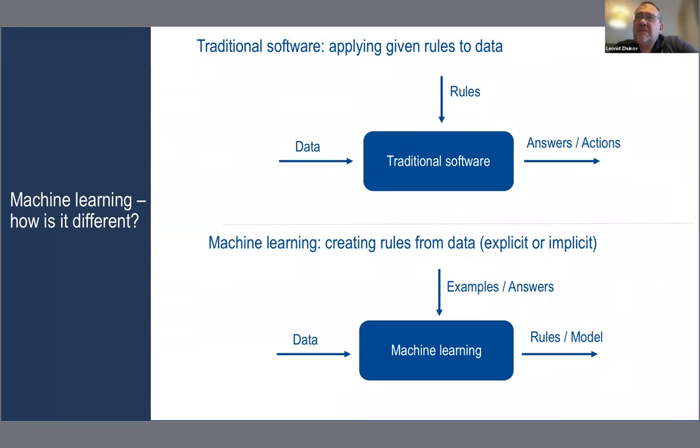So how is machine learning different from traditional software, or sometimes what people call automation systems? The main difference is the following. Traditional software or automation systems take in rules and data, and then use those rules to act on data and get some actions or answers. Machine learning is really about creating those rules first and then applying them to the data. So you can think about machine learning as finding a way, based on the examples or the structure in the data, to create those rules that can later be used for automation purposes.